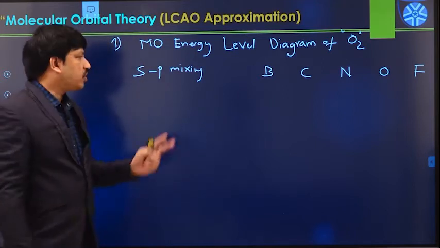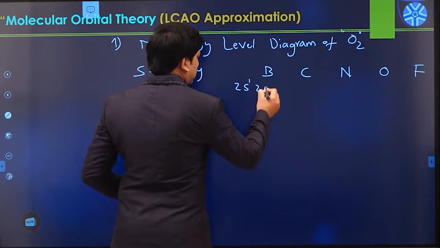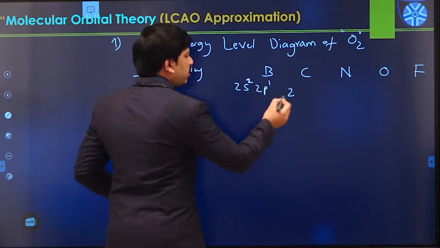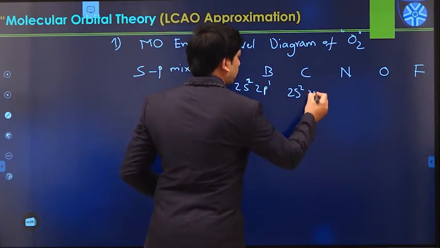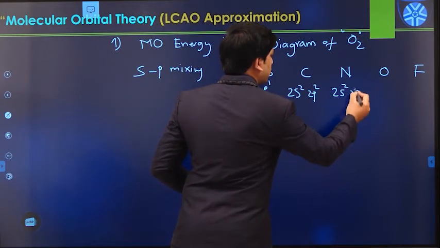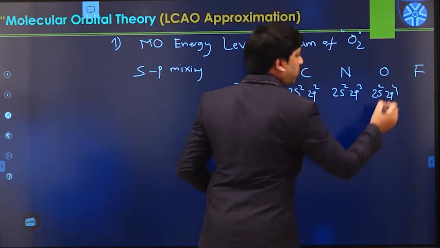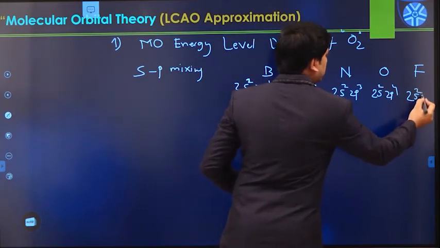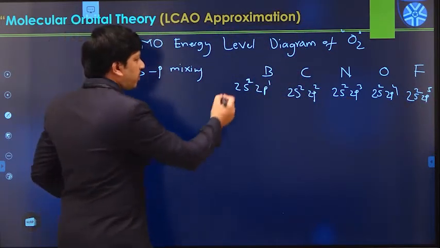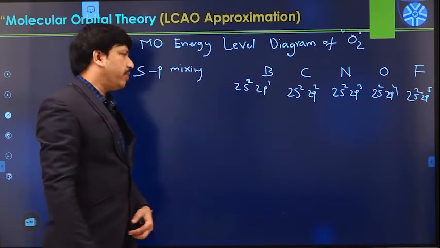outermost electronic configuration of all these elements, this is boron 2s1, 2p1, carbon 2s2, 2p2, nitrogen 2s2, 2p3, oxygen 2s2, 2p4, and fluorine 2s2, 2p5. So from boron to fluorine, the number of electrons entering the p orbitals gradually increases.